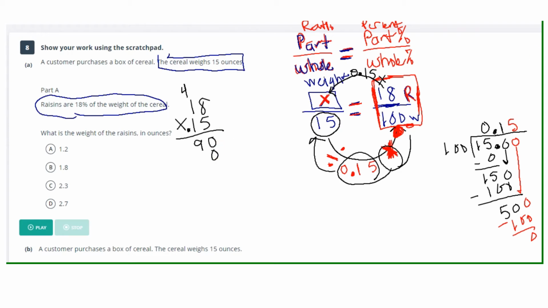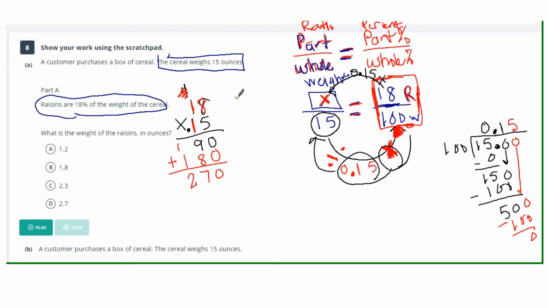And then you do 1 times 8, which is 8. You just ignore the decimal point, and 1 times 1 is 1. And then you go ahead and add that up. 0 plus 0 is 0. 9 plus 8 is 17. And then you have 1 plus 1 is 2. And then you put your decimal point back in.